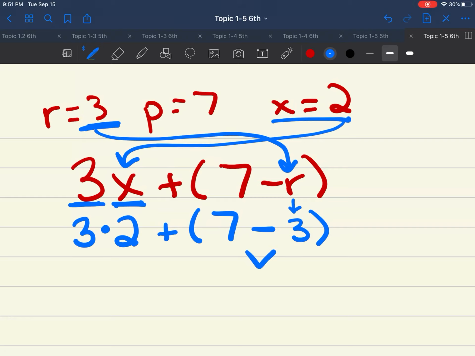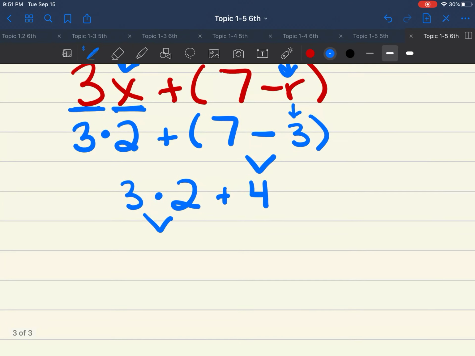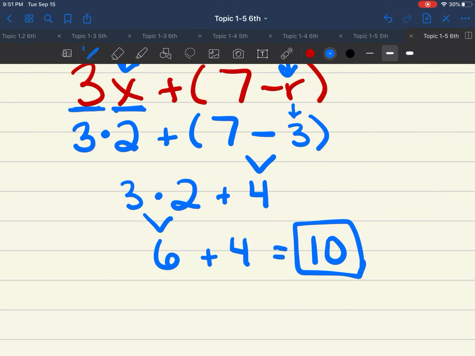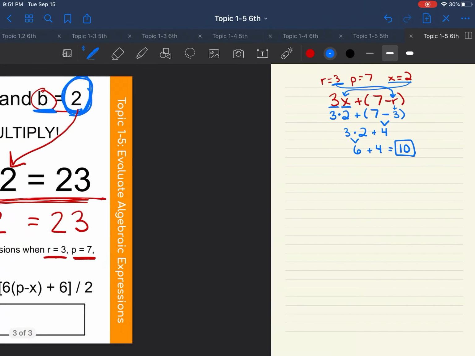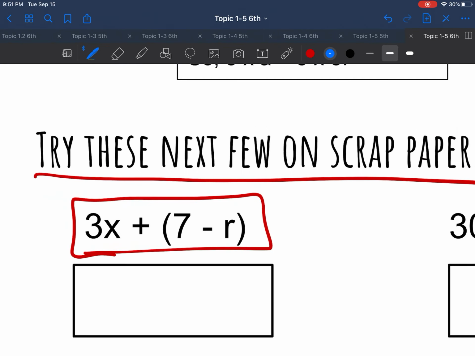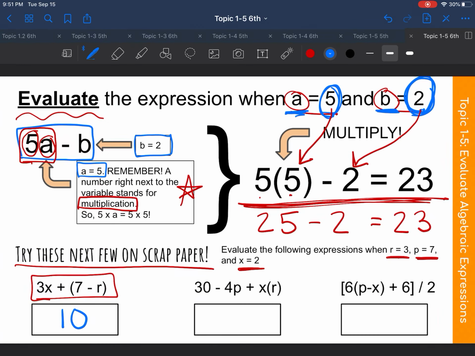So we'll do the parentheses first, because that's what comes first in PEMDAS. 7 minus 3 is 4, excuse me. Rewrite the whole thing again. Again, multiplication comes first. 3 times 2 is 6. 6 plus 4 is 10. And 10 is our answer. So we can write 10 in this spot right here.